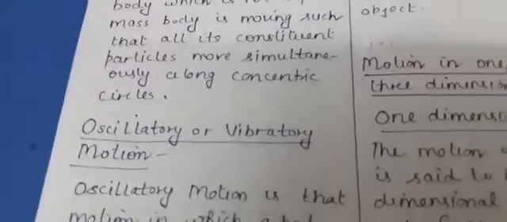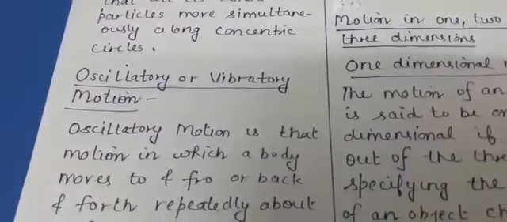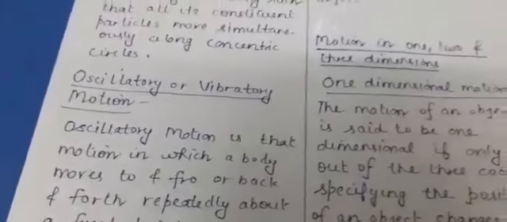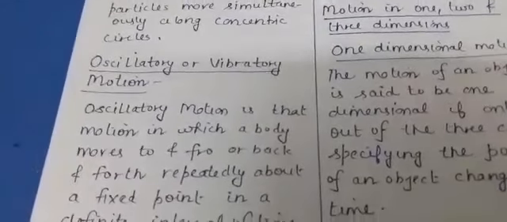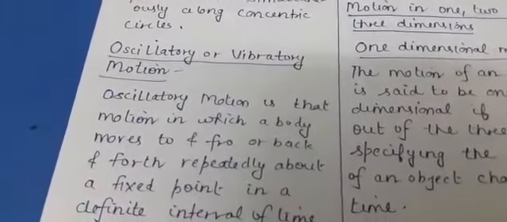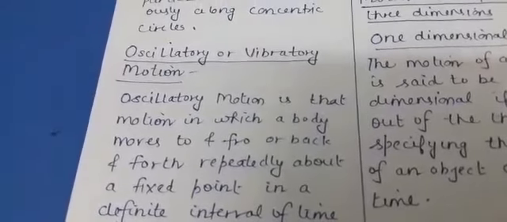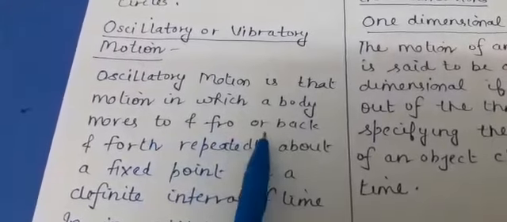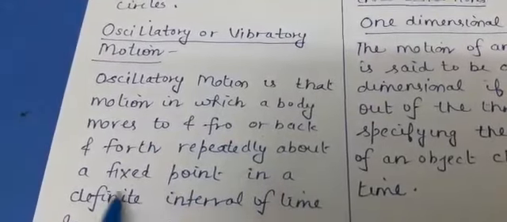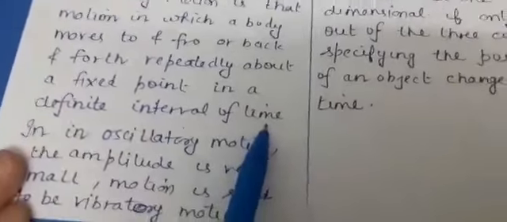So this was your circular motion. Next is your oscillatory motion. You are familiar with oscillatory motion. Oscillation means to and fro motion about its mean position. You have seen sometimes in your wall clocks, there is a pendulum. It is moving to and fro about its mean position. So the motion in which a body moves to and fro, or back and forth, repeatedly about a fixed point in a definite interval of time is taken to be oscillatory motion.